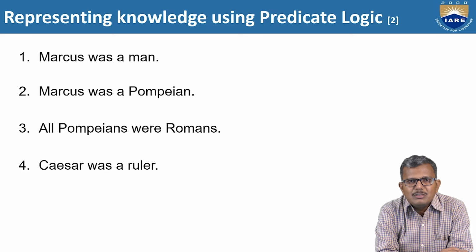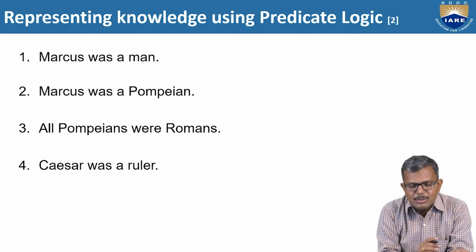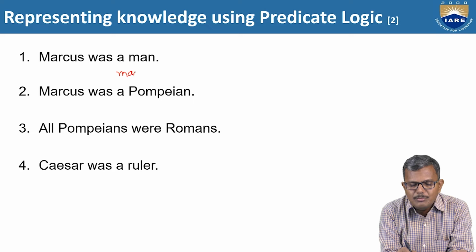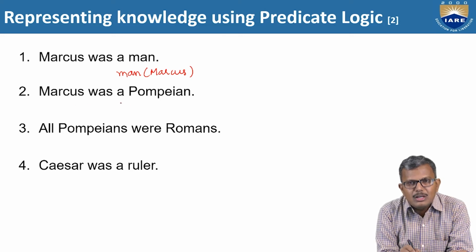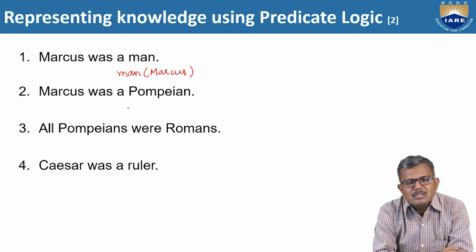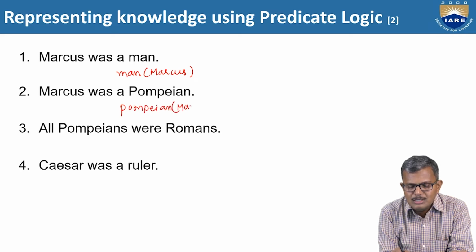Why am I using propositional logic? Here there is no need of any predicate logic to represent it, because it is just a simple kind of proposition. If it is a proposition, easily you can mention it like this. Marcus was a man, so I can write man Marcus. Similar to that one, Marcus was a Pompeian. If really Marcus is a Pompeian, in the same way I can represent it, just like I have done for the first one. So how can I write it? Pompeian. Who is Pompeian here? Marcus is the Pompeian.